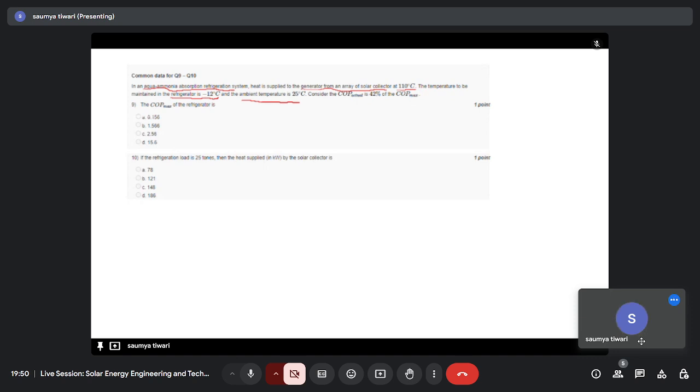There are two things that have been asked. What is the maximum COP of this particular absorption refrigeration system, and if the refrigeration load is 25 ton, what is the actual heat supplied by the solar collector? So these are the two parameters that you need to calculate. I'll give you some time to reflect on this question and try to solve it, then we'll see in detail how to approach it.